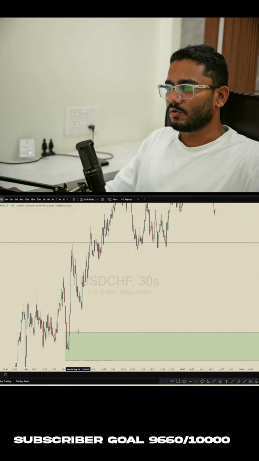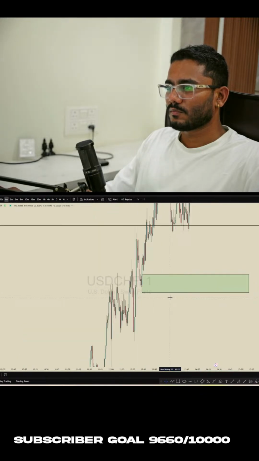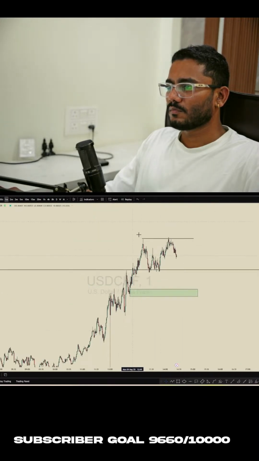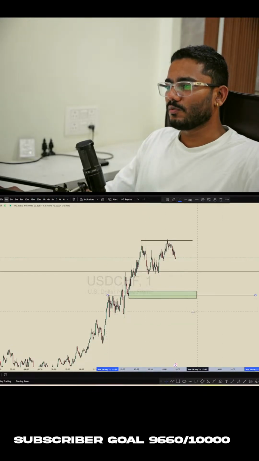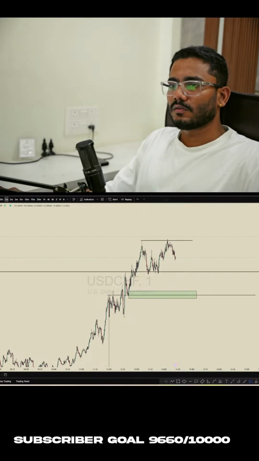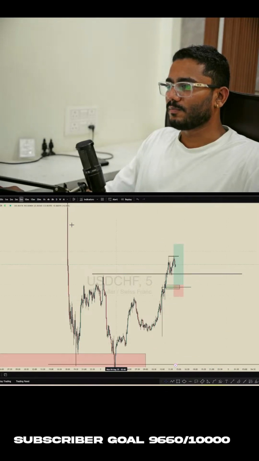there is this sort of block here. So this is where price started to go down. So we can use both the order blocks and look for a buy side setup.